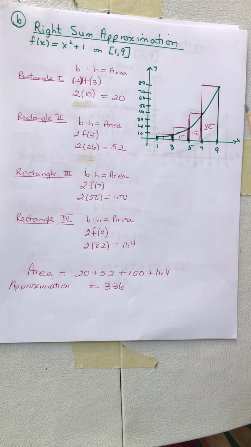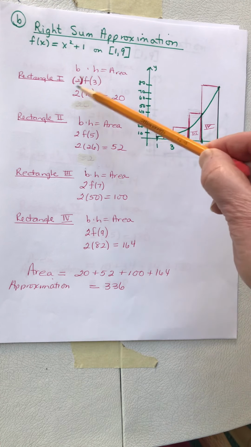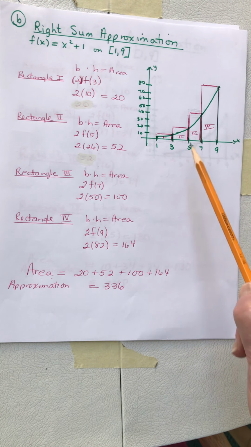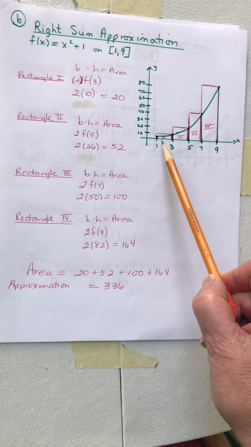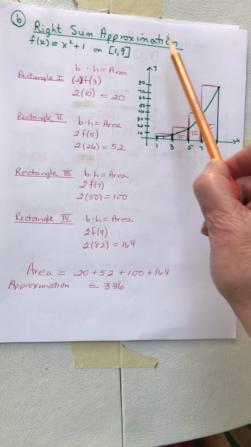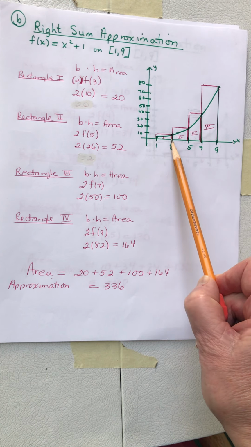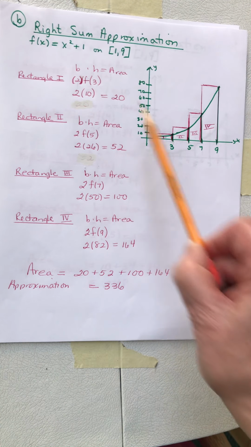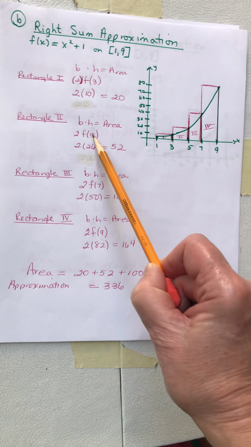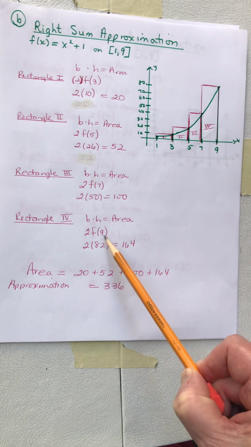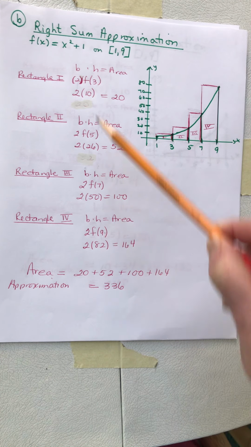So now I just need base times height. As I said, all my bases are still 2, 2, 2, and 2. I need my heights. I'm not starting with f of 1 for the height of the first one because I'm doing the right sum. So I do the right side. So I'm going to end up with f of 3 for the first one, f of 5 for the second one, f of 7 for the third one, and f of 9 for the fourth one. And then I just compute those.